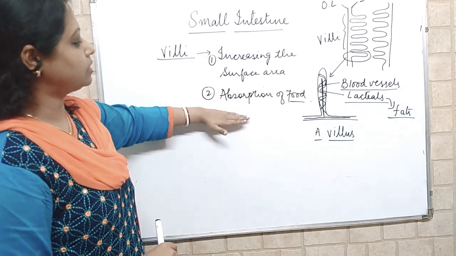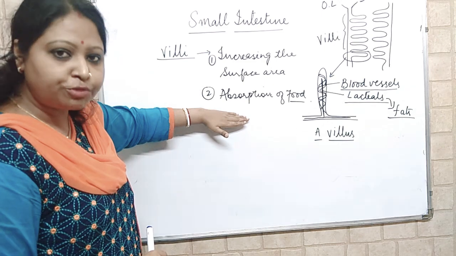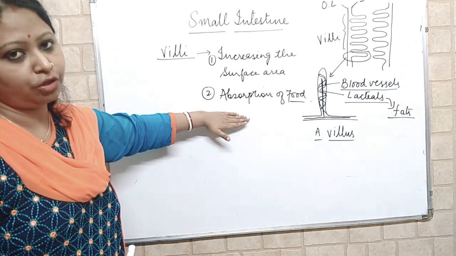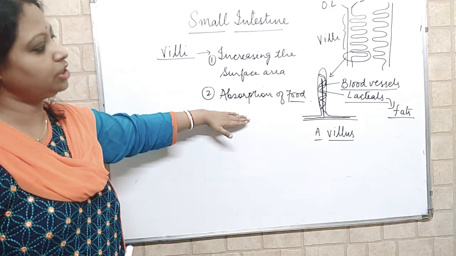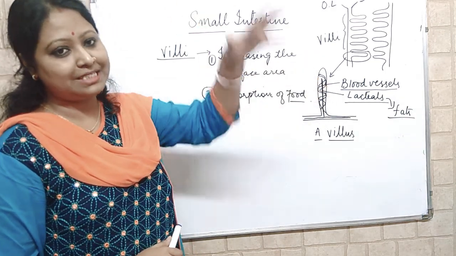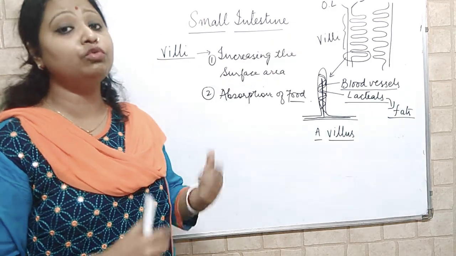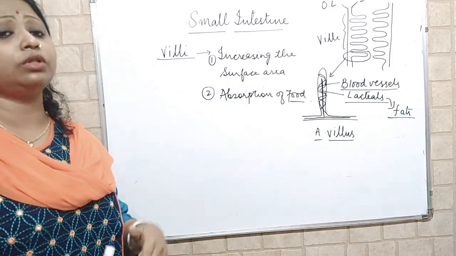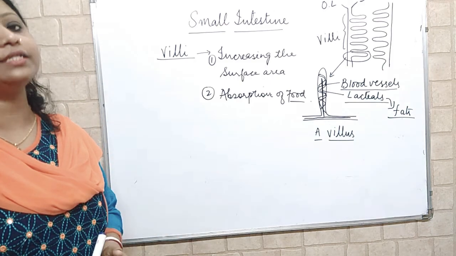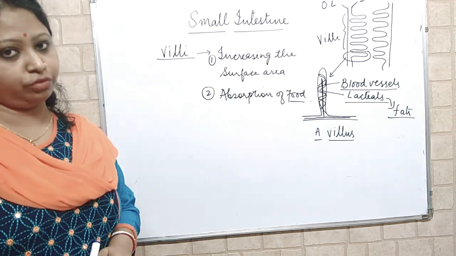Once this process of absorption is over, we all know the next step is assimilation of food. What is assimilation? Food has entered the blood and blood will pass it to each and every cell. The cell will utilize the food for its repair, growth, and energy release. That utilization of the food is known as assimilation of food.